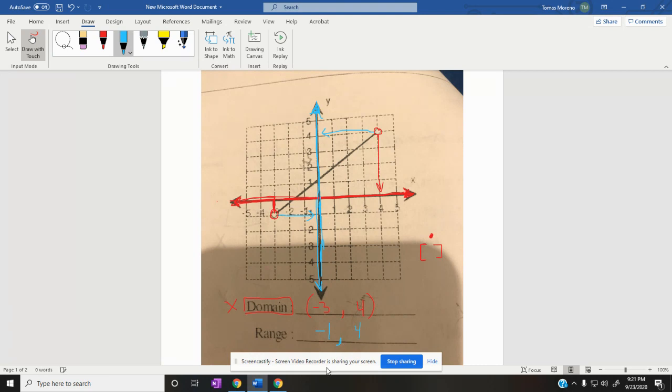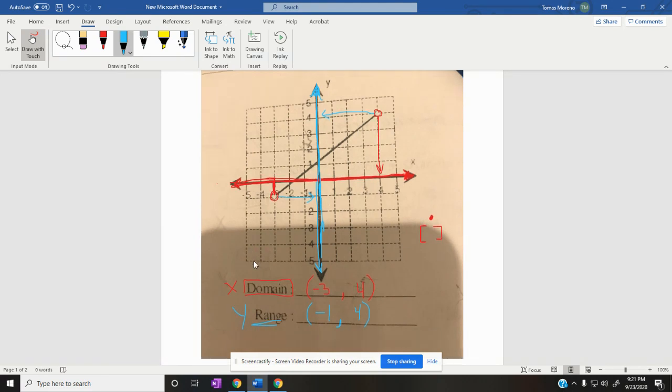Separate them with a little comma. Since they are not shaded in, again, I'm going to put my parentheses. And that's how you find your domain and range. Your range will always be your y values. Your domain will always be your x values.